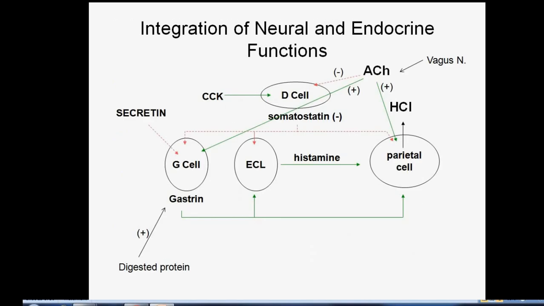This integration of neural and endocrine is well explained in this diagram. When we see, this is the first line showing G cell, ECL and parietal cells. That parietal cell obviously secretes HCl, while the G cell, when you see the digested protein enter, this stimulates gastrin, that is G cell stimulation. This integration works overall by the combined effects of sympathetic and parasympathetic as per their stimulations.